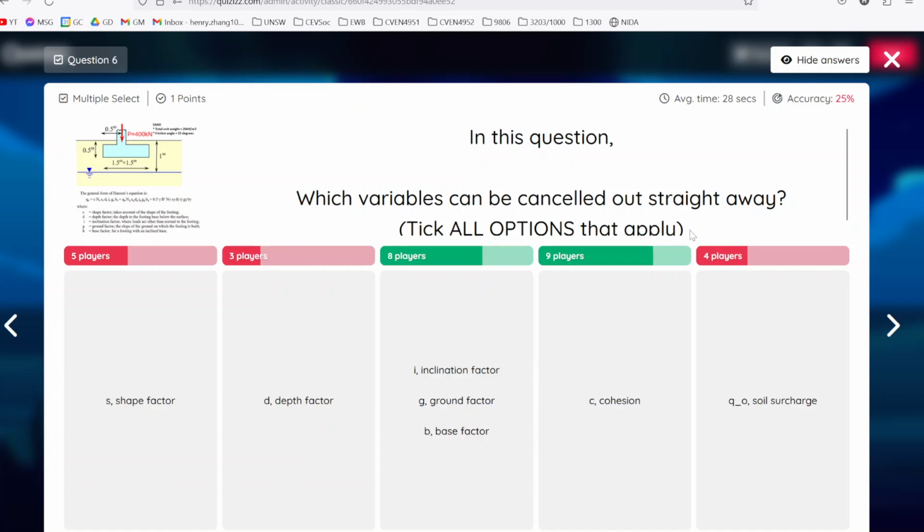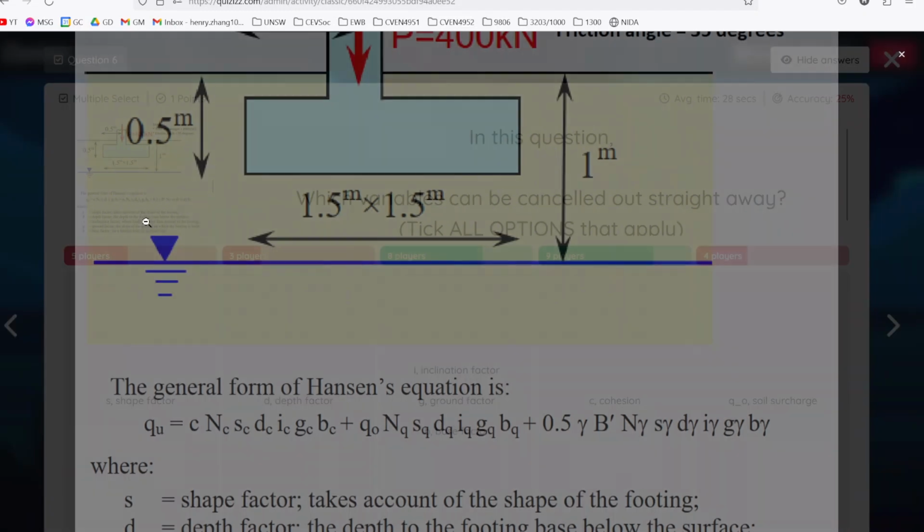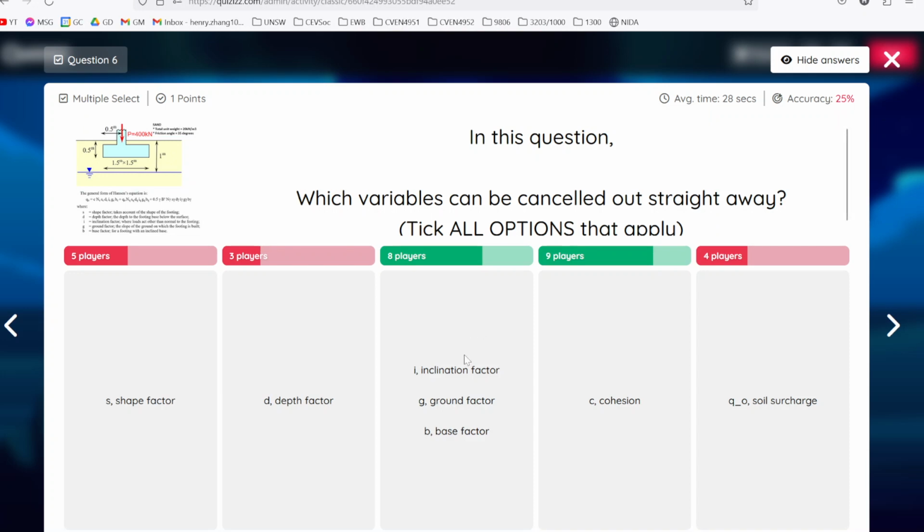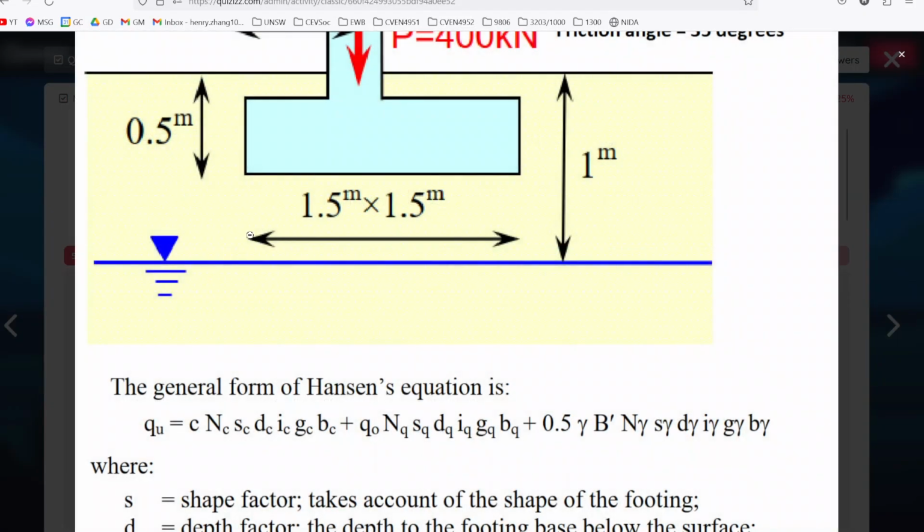Okay, so in terms of the Hansen equation itself, it's this really long thing, right? And if you've never seen this before, like say you didn't watch last week's lecture, you'd be like, what the heck, right? So the idea is that it looks like a really scary equation, but it's not too bad because you actually cancel out the majority of these factors. And knowing what to cancel out and where is going to save you so much time. So that's what these questions are designed for. So in this particular case, we can cancel out a couple of things. The inclination load factor, which is I, is to do with how your column is loaded.